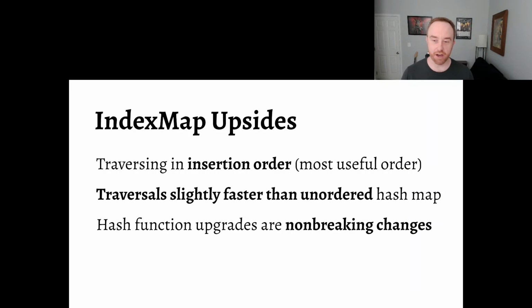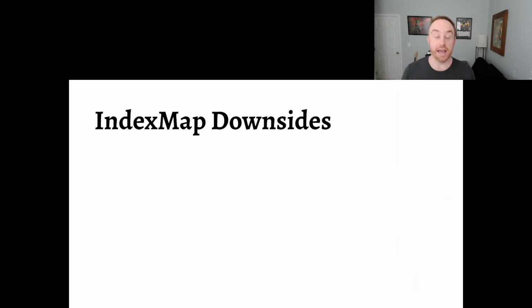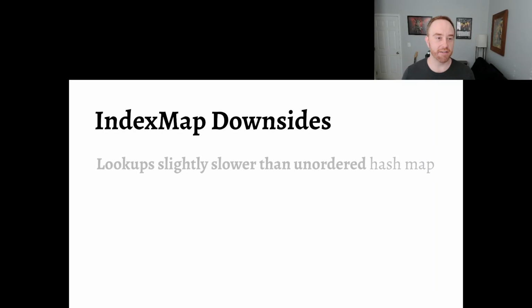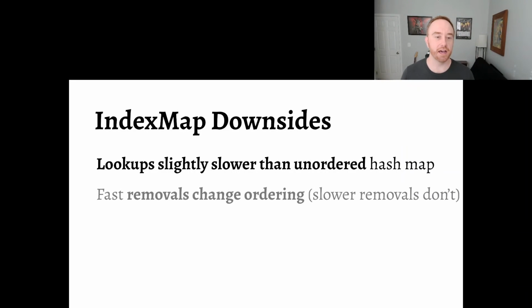Hash function upgrades are a non-breaking change because it preserves insertion order and always traverses in insertion order regardless of what the hash function is. And also we can now mitigate hash flooding with one of those different non-breaking changes, and it's going to preserve referential transparency no matter which solution we decide to go with. Now, there are some index map downsides. Having said that, we did note that lookups are going to be slightly slower than the unordered hash map.